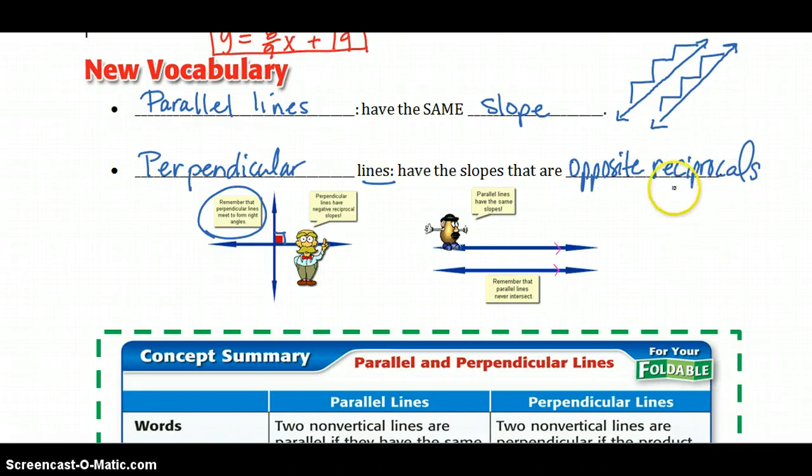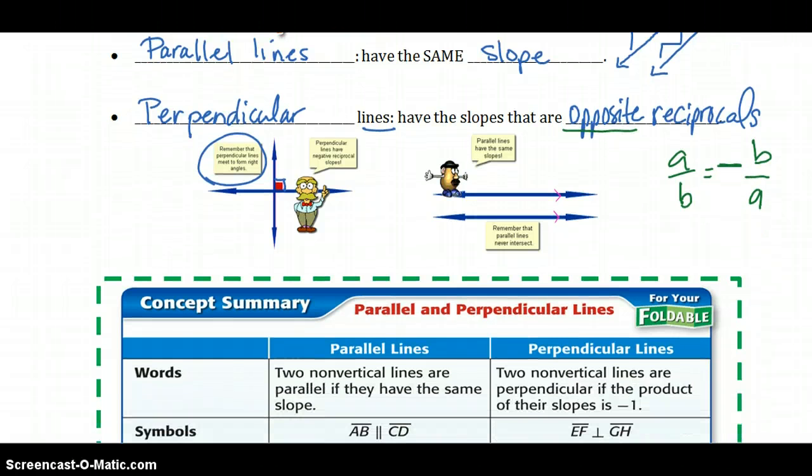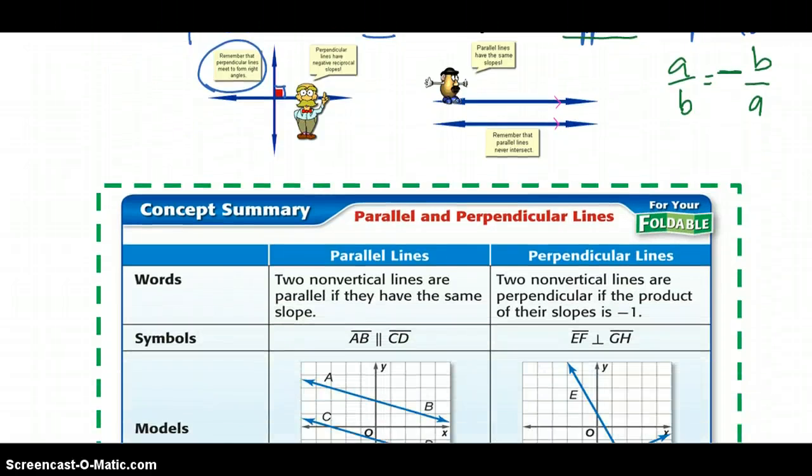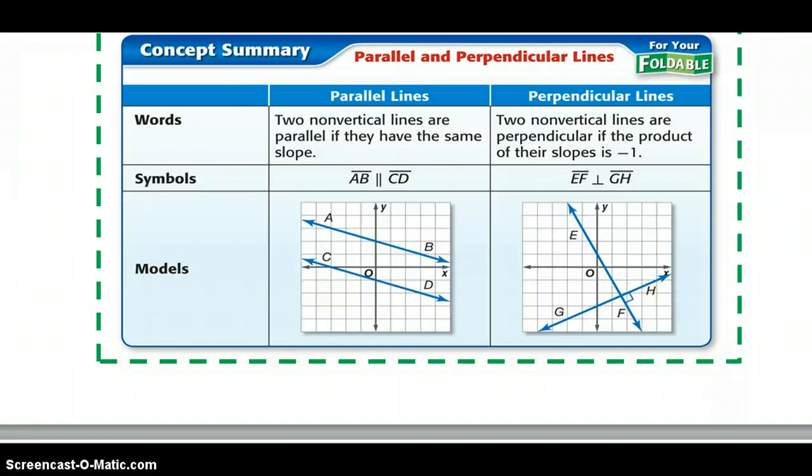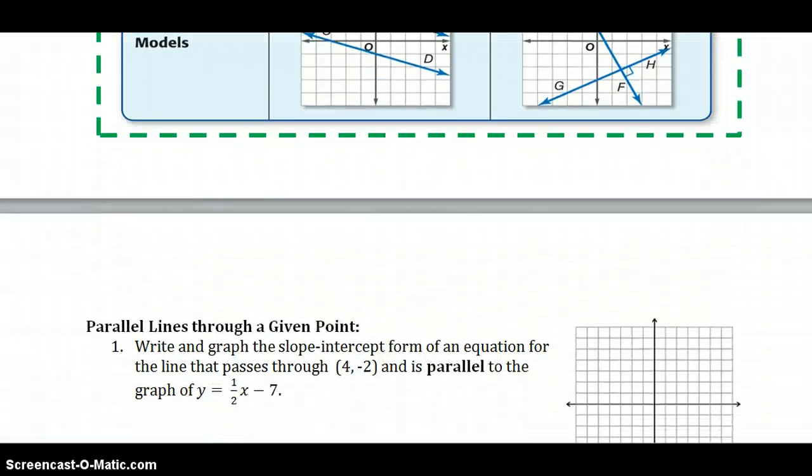So opposite reciprocals, if I give you A over B, the opposite of A over B is negative A over B. So opposite takes care of the sign. The reciprocal of A over B is B over A. So you're not only taking the opposite, you're also taking the reciprocal. So be careful when they're perpendicular. Okay, and here's a little summary of everything that I've just said.